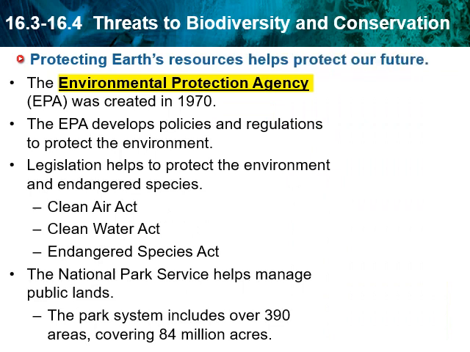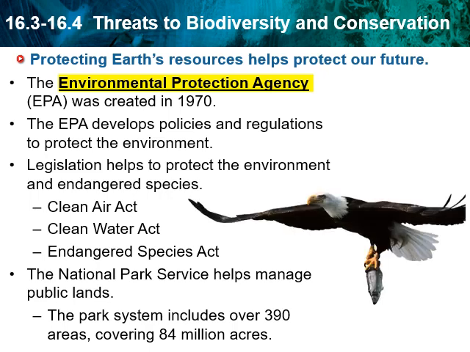Protecting Earth's resources helps protect our future. And the Environmental Protection Agency, the EPA, was created in 1970. The EPA develops policies and regulations to protect the environment. And then also new laws or legislation helps to protect the environment and endangered species like the Clean Air Act, the Clean Water Act, and the Endangered Species Act. We also have the National Park Service, which manages public lands. And we have over 390 areas. It covers 84 million acres, which is a lot of land that's put aside as just national parks.